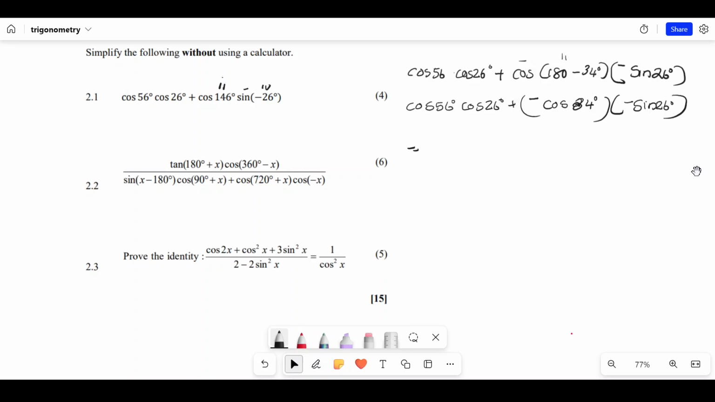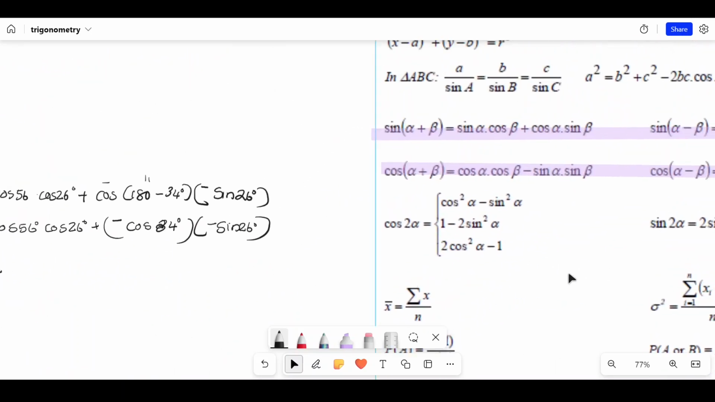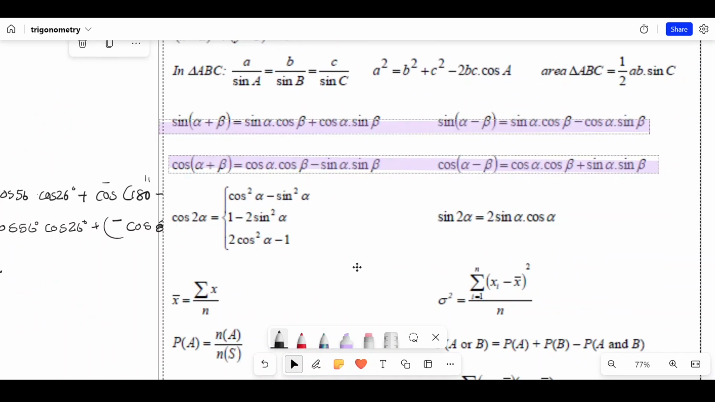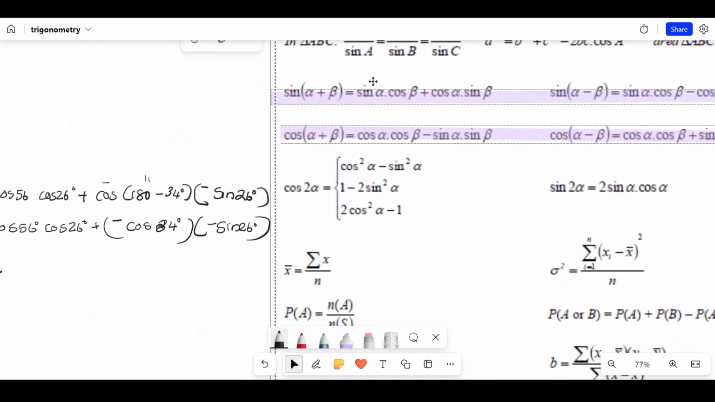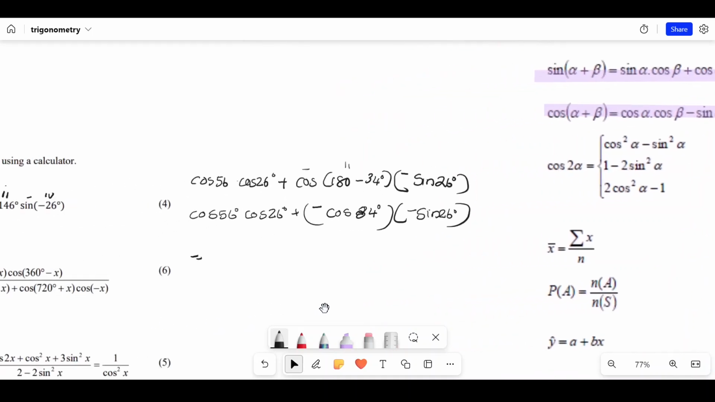not in an order. If you go to your formula sheet here, you will see that all the formulae are like this: sine alpha cos beta plus cos alpha sin beta. So all the formulae use alpha beta, alpha beta, alpha beta and alpha beta. But when we come to this one, it's not alpha beta, alpha beta. That is a problem here.